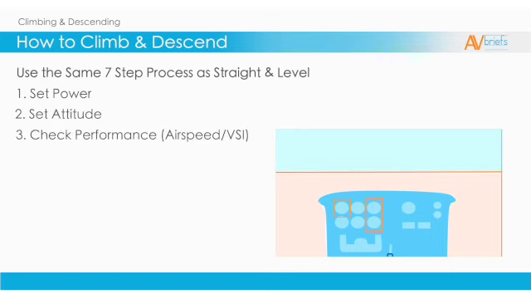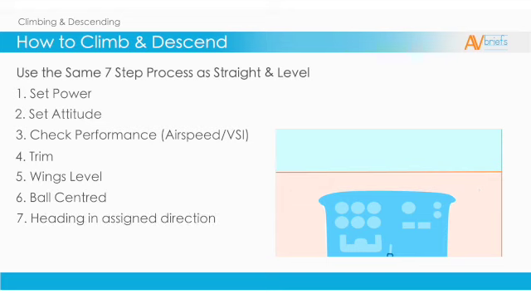Check performance after a few seconds. It's mainly the attitude that's the performance. But ensure airspeed isn't getting too high, and vertical speed is within the desired range. Usually it's from 500 feet per minute to 1000 feet per minute. Again, trim the airplane and keep the attitude stable. Check wings are level, the balance ball is centered and you're heading in the right direction. Good. Let's go through the full process for the descent.